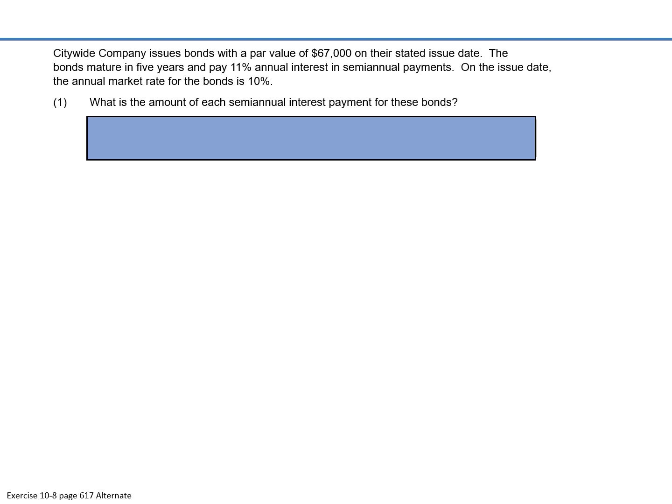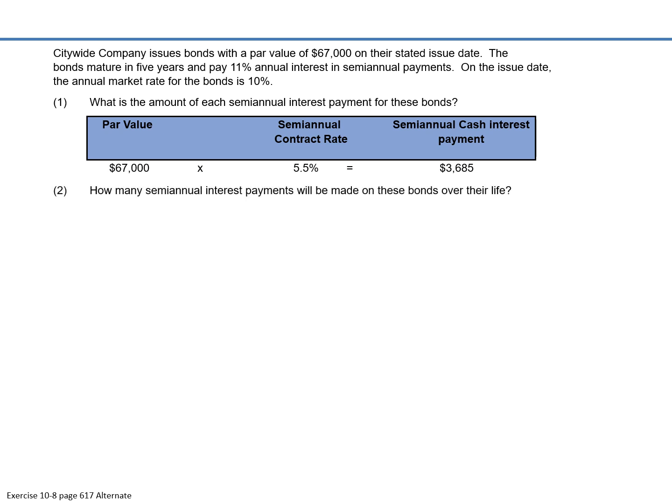All right, so the amount of the semi-annual interest payment for this bond is going to be equal to the par value of $67,000 times the semi-annual interest rate. So 11% is the annual rate, so 5.5% would be our semi-annual rate. So that means each of our interest payments are going to be $3,685. So how many semi-annual interest payments will be made over the life of this bond? The bond is a 5-year bond, so we're going to make payments twice a year. 5 times 2 is 10.